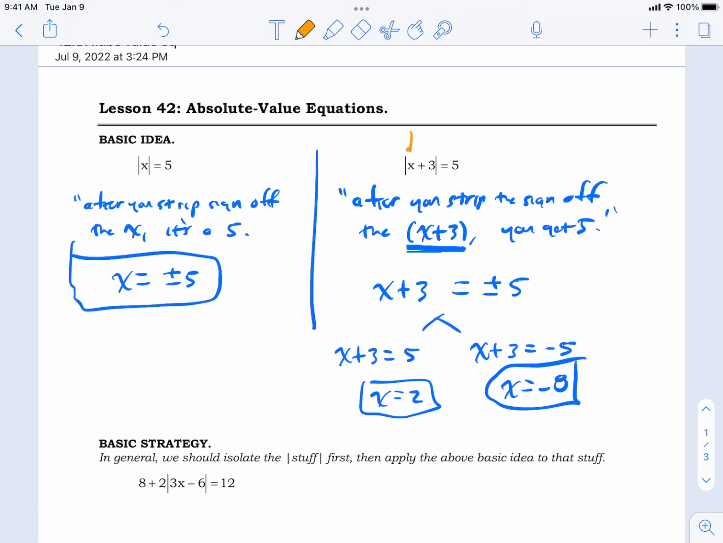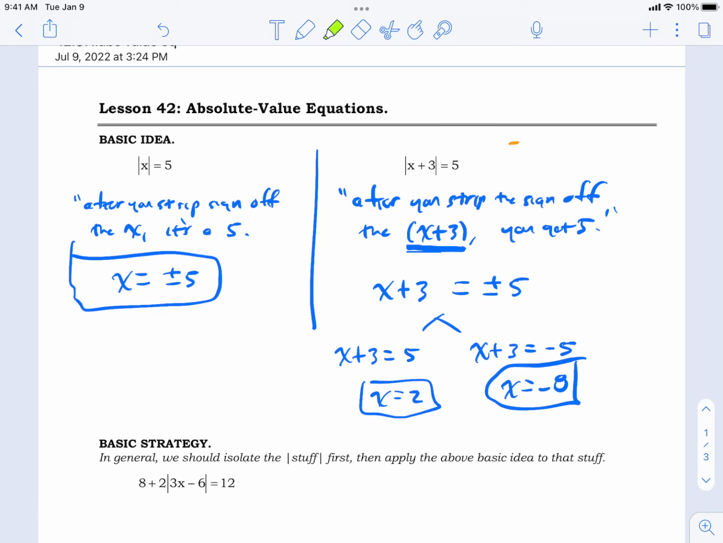If I put a 2 in here, what have I got? I've got a 2 plus 3 is 5. You take the absolute value of 5, you get 5. That worked. Okay. Let's put the negative 8 in there. If you put the negative 8 in there, you've got the absolute value of negative 8 plus 3, which is a -5, and when you take the absolute value of -5, you do indeed get 5. So both of those solutions work.